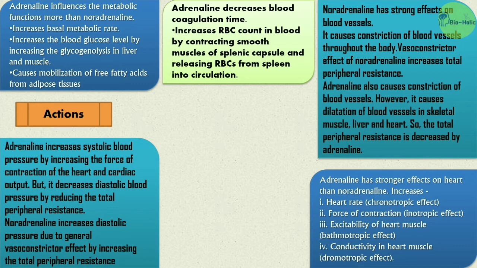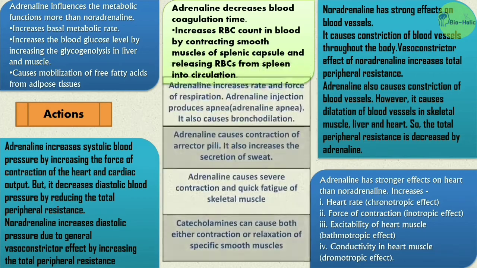Adrenaline increases systolic blood pressure by increasing the force of contraction of heart and cardiac output too. But it decreases diastolic blood pressure by reducing the total peripheral resistance. On the other hand, noradrenaline increases diastolic blood pressure due to its vasoconstrictor effect by increasing the total peripheral resistance.